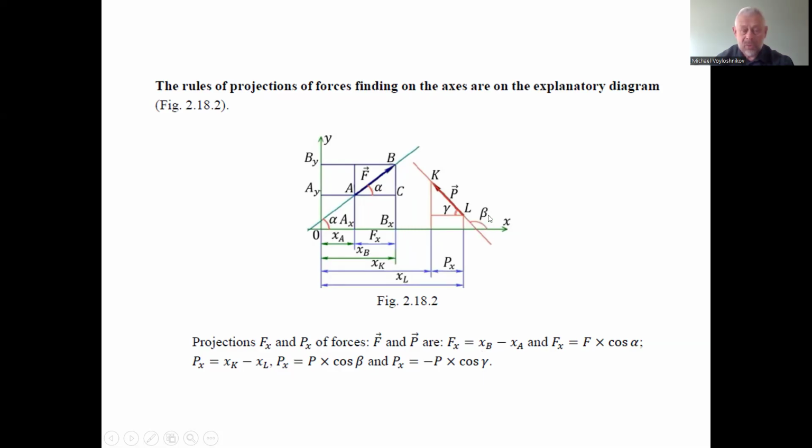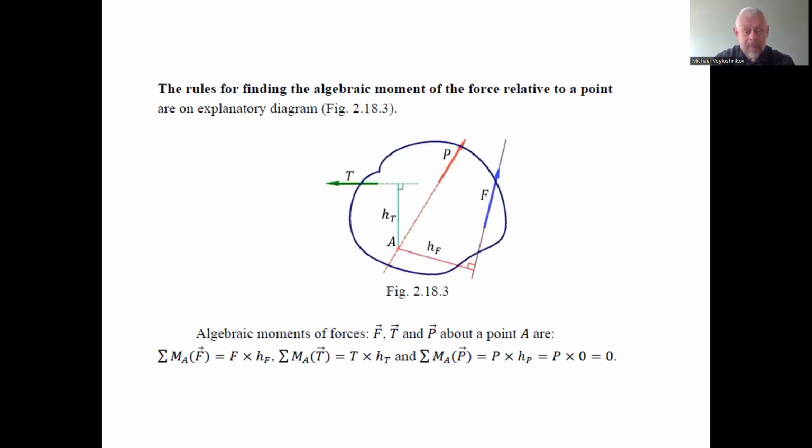Here we have two adjacent angles, beta and gamma. 180 degrees minus beta equals gamma. So, on the other hand, we can find this projection as the magnitude of the force times the cosine of the adjacent angle gamma. This is how to find the projections of forces. We can use this to solve the assignment.